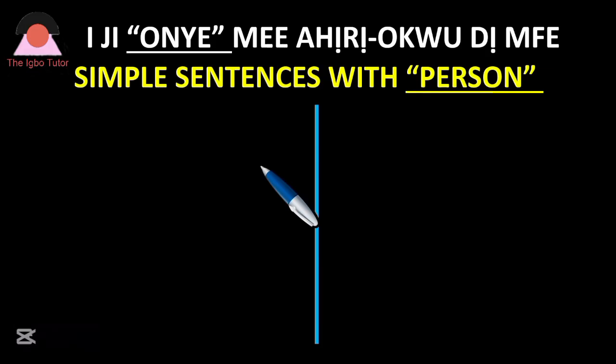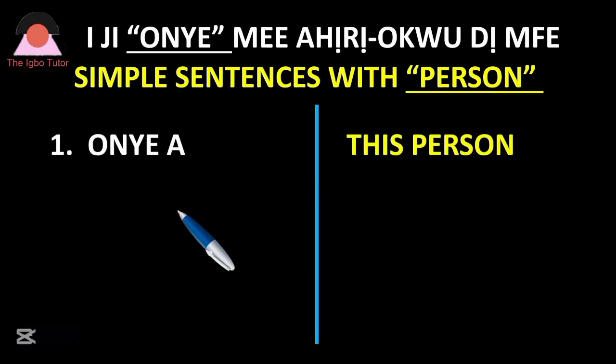We are continuing in this series that is meant to capture short phrases and sentences using unique words that appear in all these phrases. And today we are looking at the word ONYE, ONYE meaning person, okay? Let's look at 7 phrases that have ONYE in them and have different meanings attached to each of them. We will proceed to make simple sentences with each of them to capture their usage.